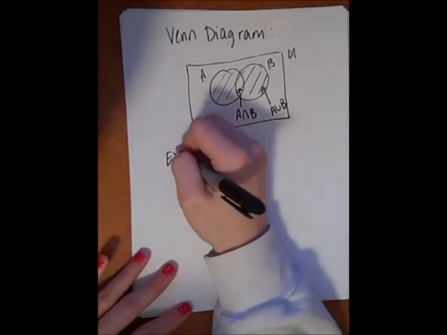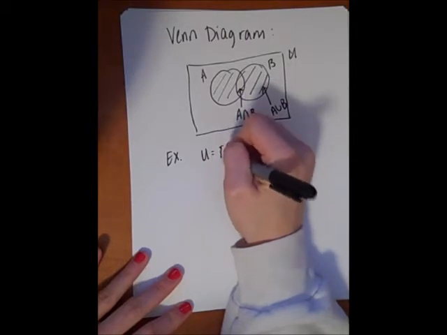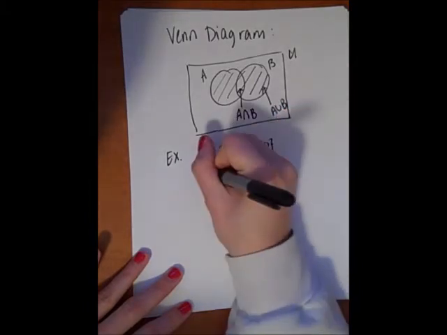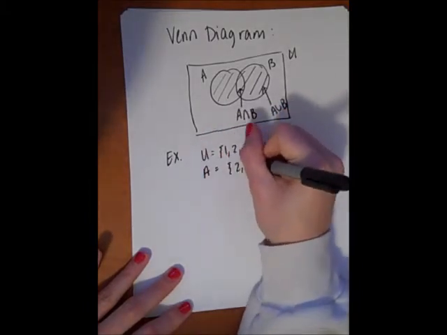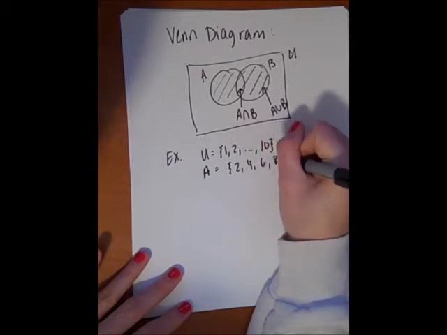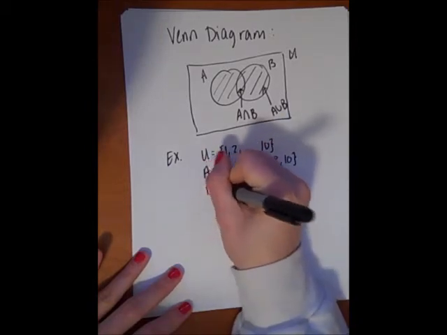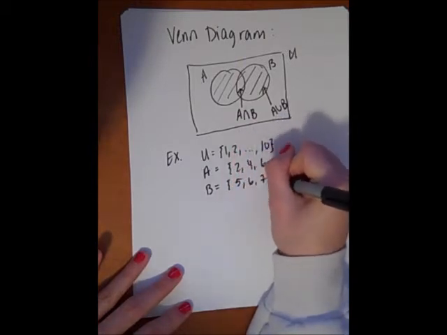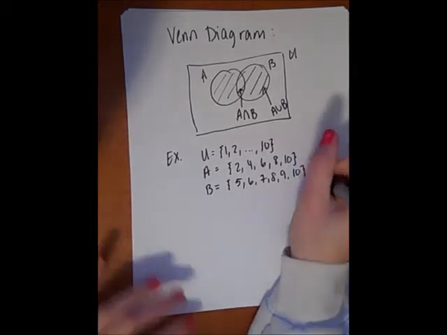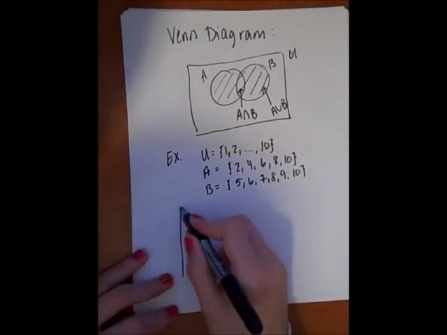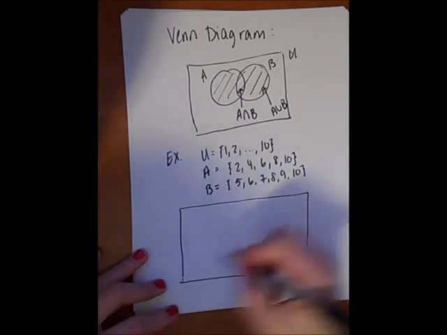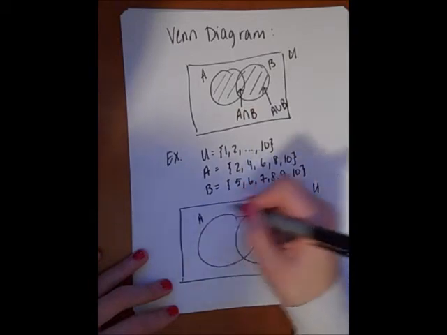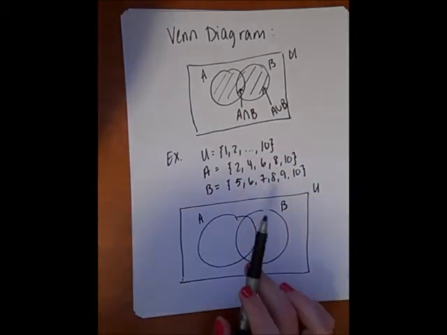So let's do an example of a Venn diagram. Let's say that my universal set is again 1 through 10. Let's say that my set A is all of the even numbers. And let's say that my set B is 5 through 10. So 5, 6, 7, 8, 9, 10. Let's draw this in a picture. So again, I'm going to have my universal set. I'll have my two sets here. And you could do this with 3 sets. That's fine.